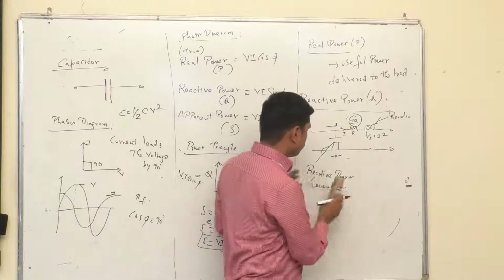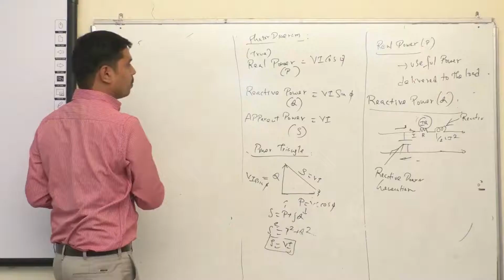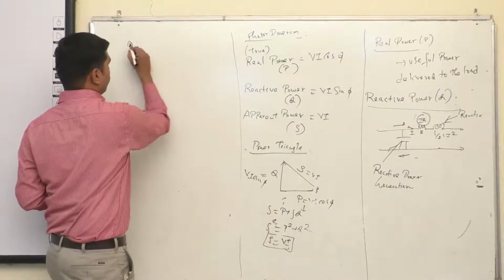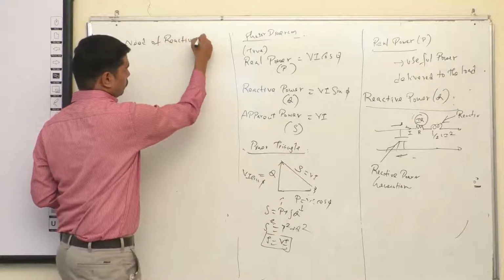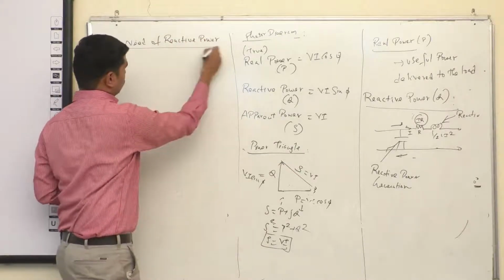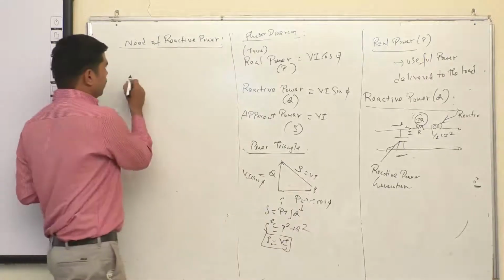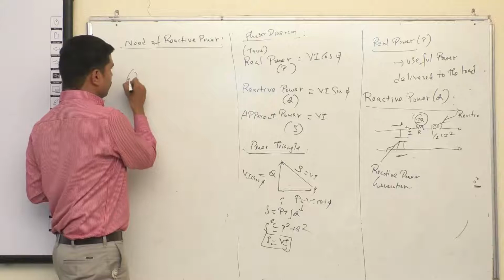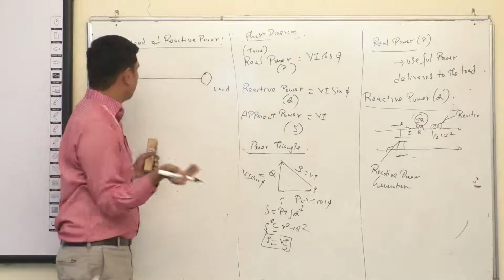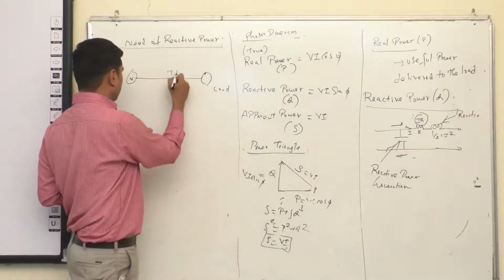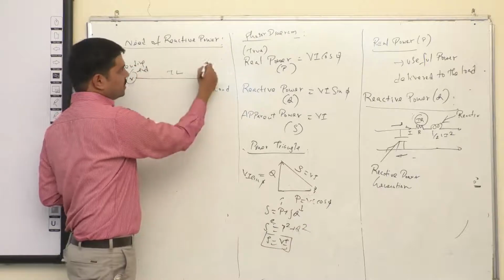So, what is the need of reactive power? If I want to explain, one is a generator station, this is a load, which is our homes or industries, and this is a transmission line. So this is the sending end, and this is the receiving end.